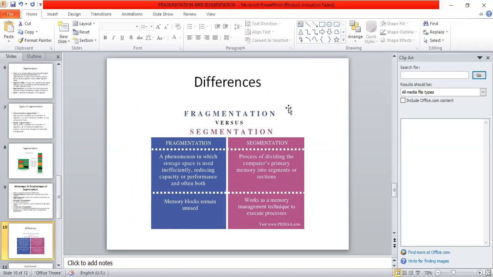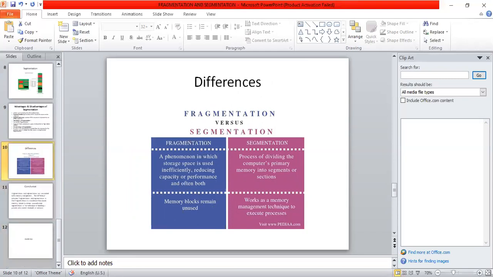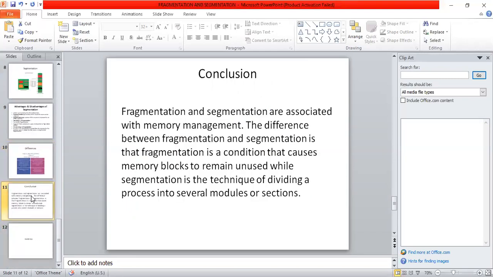Fragmentation is a phenomenon in which storage space is used inefficiently, reducing capacity or performance, and often both. Segmentation is the process of dividing the computer's primary memory into segments or sections, as discussed earlier. In fragmentation, memory blocks remain unused, and segmentation works as a memory management technique to execute processes. So, in conclusion, fragmentation and segmentation are both associated with memory management, but fragmentation is a condition that causes memory blocks to remain unused, while segmentation is a technique of dividing processes into several modules or sections.